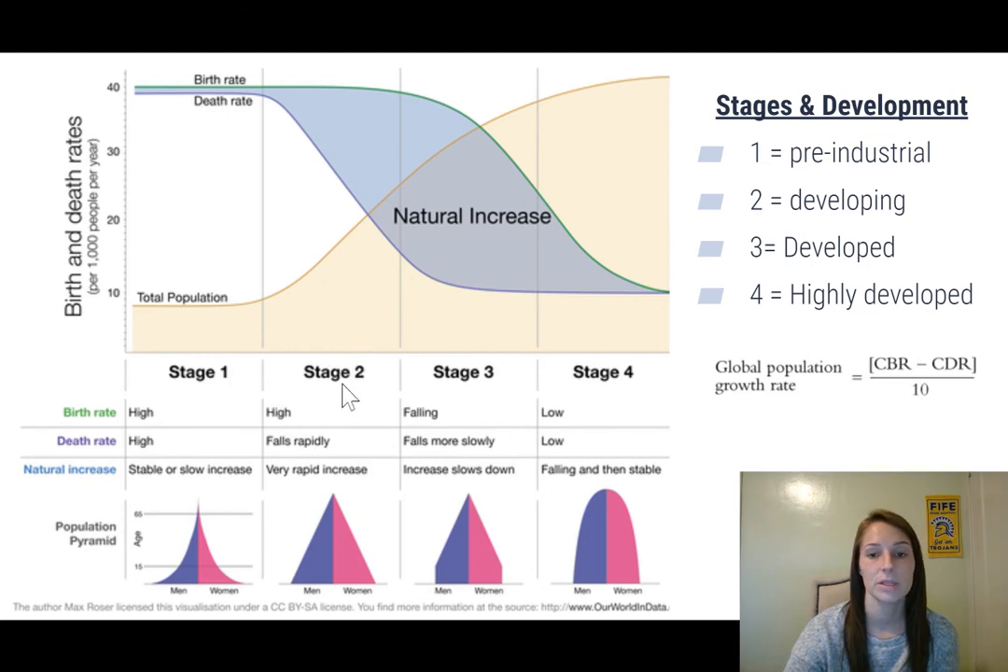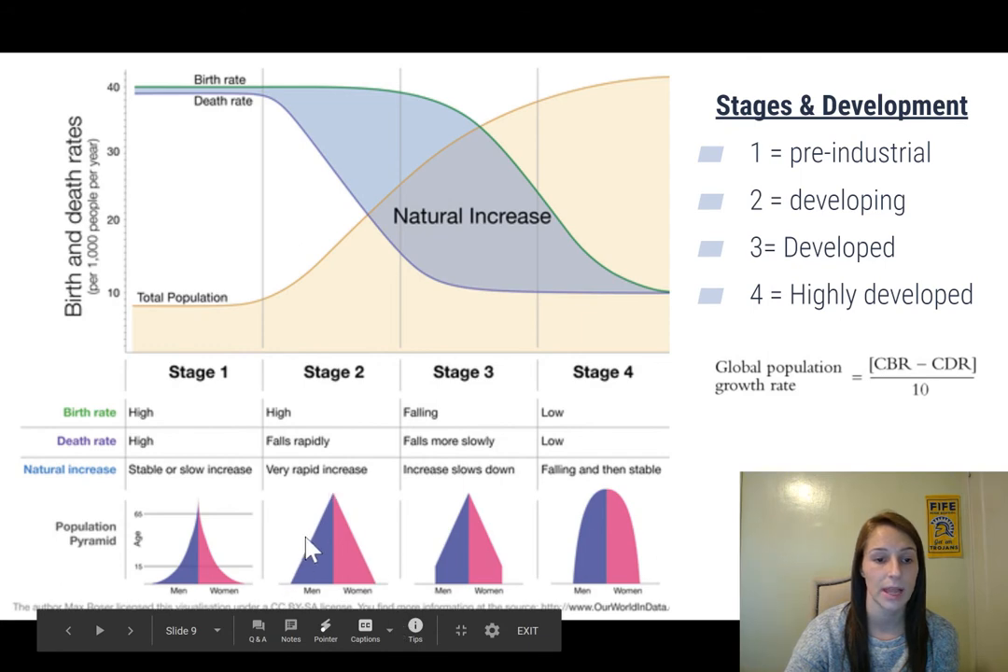Then we're going to move into stage 2, which is developing. Stage 2, you're going to have high birth rates, which we see up here with this green line, but our death rate is decreasing rapidly. And this is going to mean that overall, because we have high birth rates but lower death rates, our population is going to start going up. And if you think of our population pyramids that we saw earlier in this unit, we're going to start to see it's very pyramid shaped.